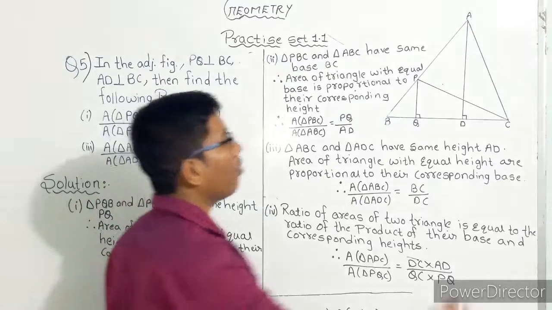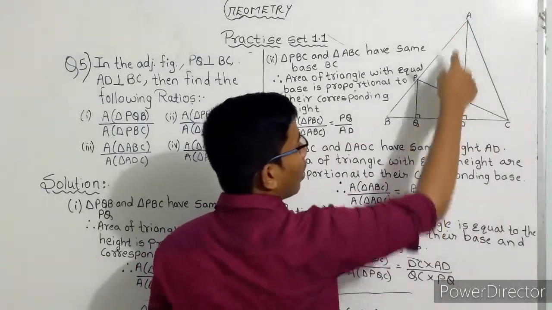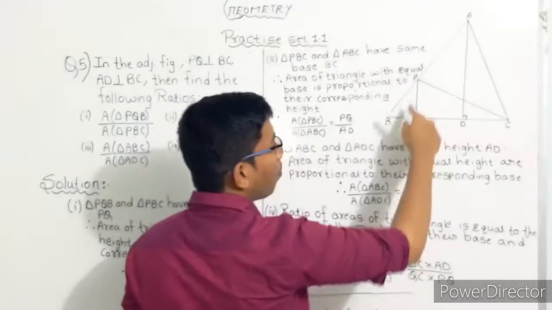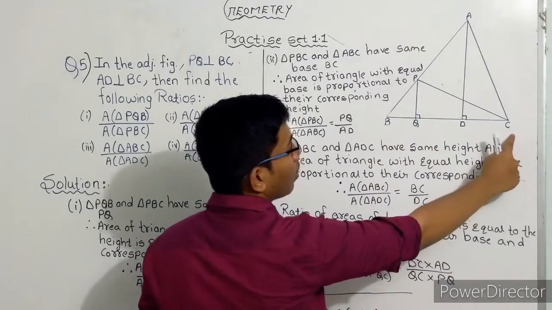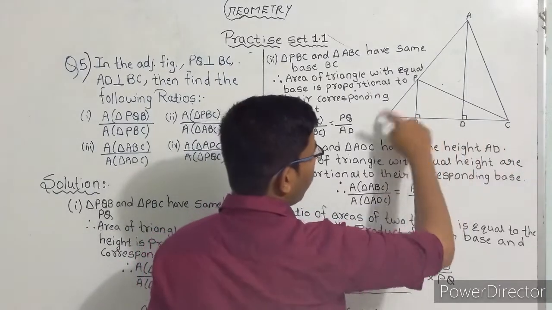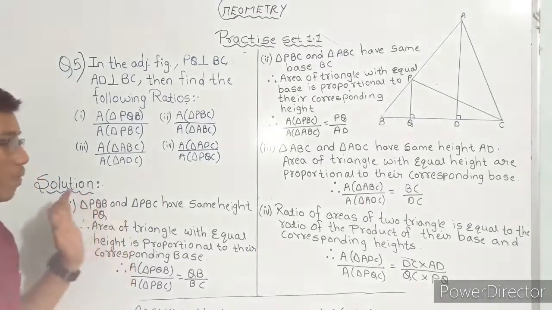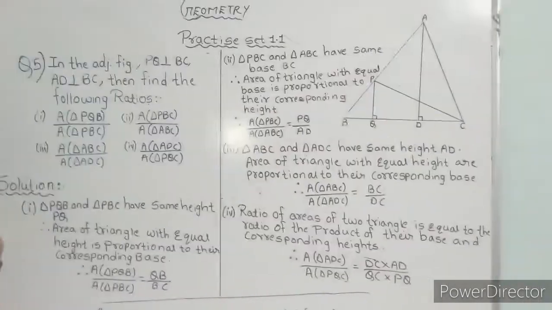Let's move on to the diagram. Here the diagram has been given. In this diagram, AD is perpendicular to BC, and PQ is perpendicular to BC. In this, ABC is the first triangle, and PBC is another triangle. So guys, let's see the solution part.